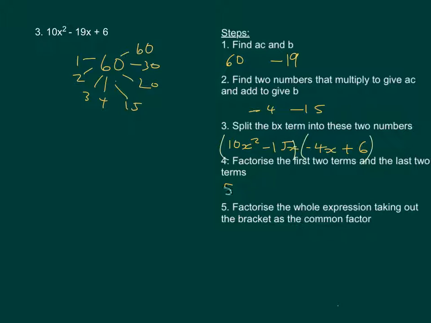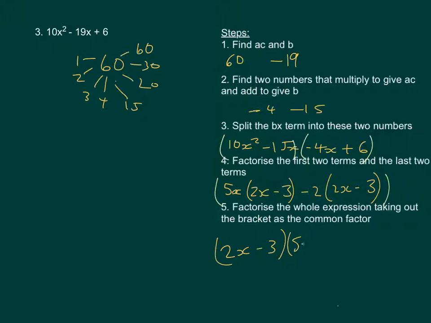So for this first one we can take out 5x, and we're going to be left with 2x minus 3. And then for the next one, we're going to take out a minus 2. That will make this middle term here negative. So if we take out a minus 2, we're going to be left with 2x minus 3, and now both brackets are the same, which means that we can factorise them out. So on the outside we'll take 2x minus 3, and we'll be left on the inside with 5x minus 2. That's our final answer there.